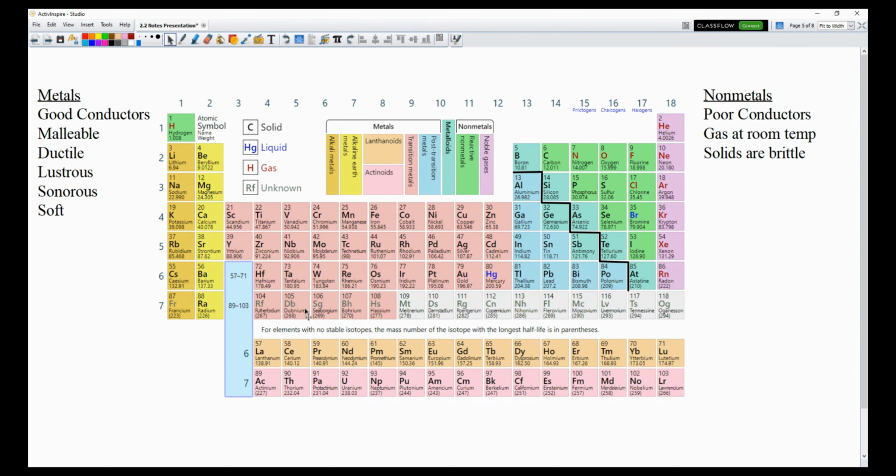Okay, so there's a lot of different ways to classify elements on the periodic table. But just to reiterate, our first way that we're going to talk about these is metals and nonmetals. Metals to the left, nonmetals to the right of this stair step. That's very important to remember.